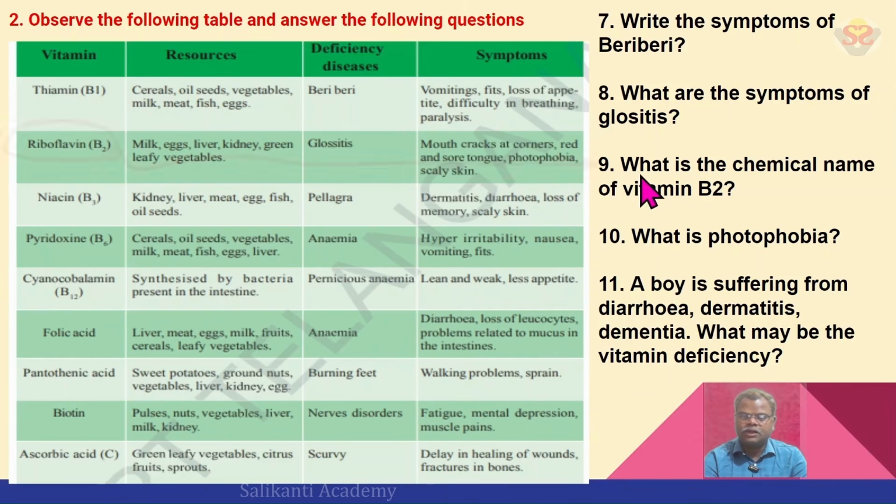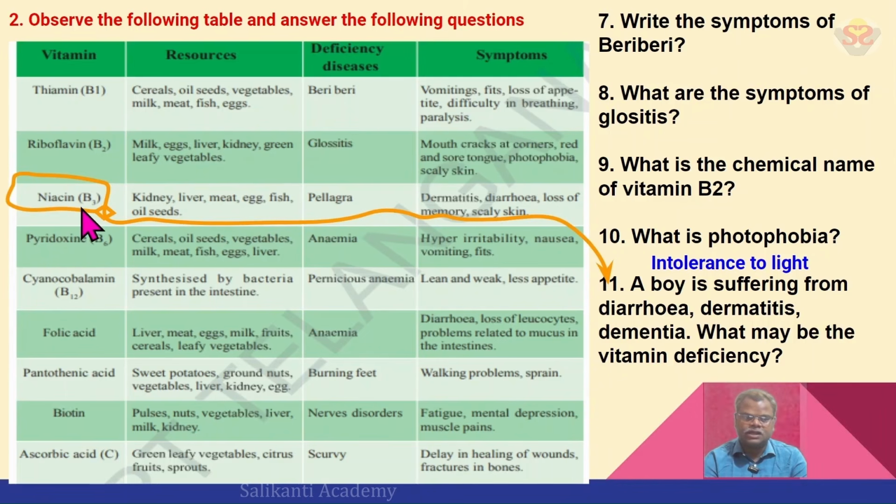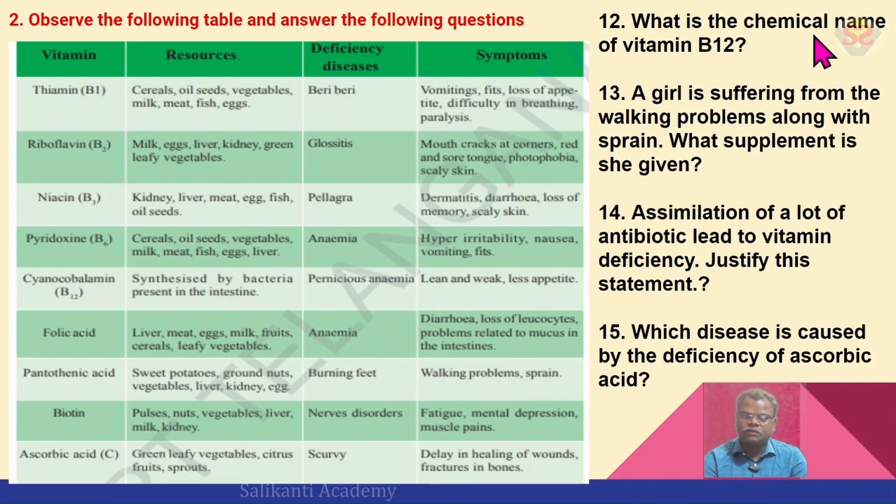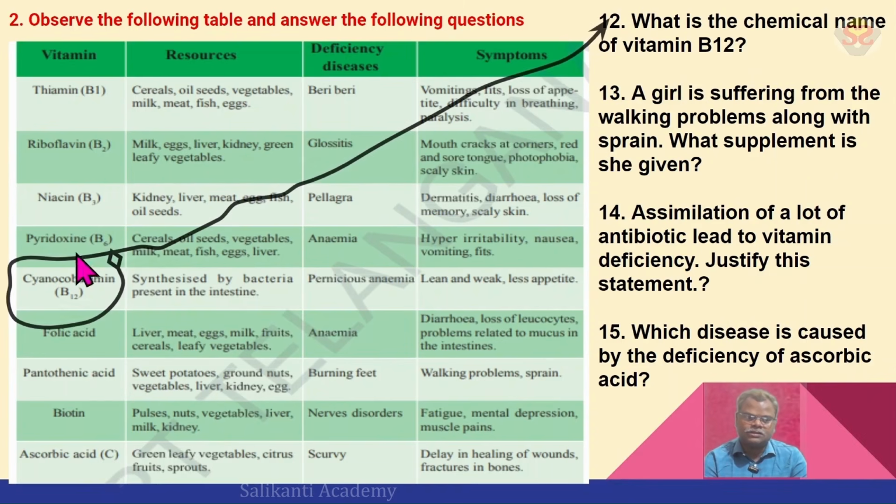What is the chemical name of vitamin B2? Riboflavin. What is photophobia? Intolerance to light. A boy is suffering from diarrhea, dermatitis, dementia. What may be the vitamin deficiency? Niacin, B3.